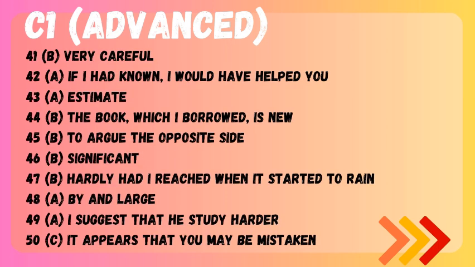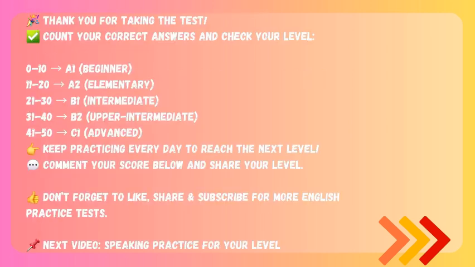41. B. Very careful. 42. A. If I had known, I would have helped you. 43. A. Estimate. 44. B. The book, which I borrowed, is new. 45. B. To argue the opposite side. 46. B. Significant. 47. B. Hardly had I reached when it started to rain. 48. A. By and large. 49. A. I suggest that he study harder. 50. C. It appears that you may be mistaken.